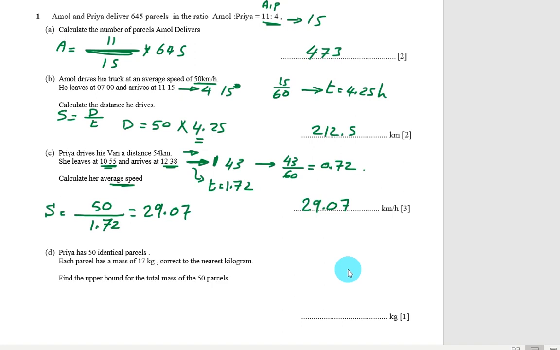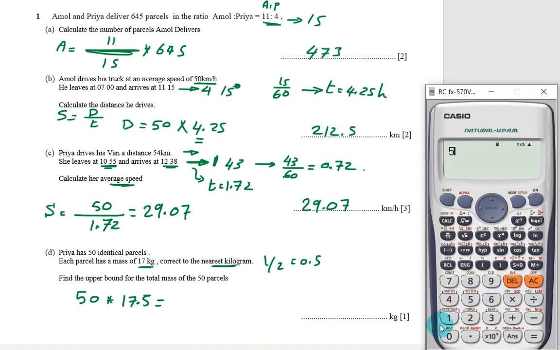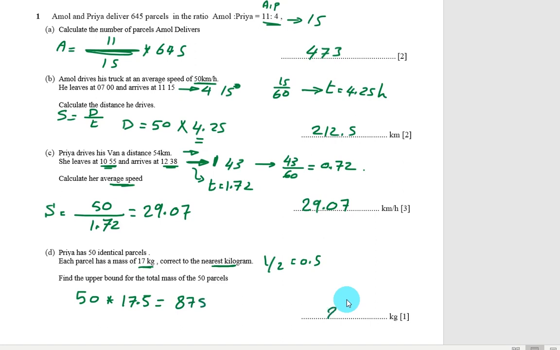Priya has 50 identical parcels. Each parcel has a mass of 17 kilograms, correct to the nearest kilogram. Find the upper boundary of the total mass of the 50 parcels. So 1 divided by 2 equals 0.5. The number of parcels is 50 by 17.5, which is 17 plus 0.5. So 50 by 17.5 equals 875 kilograms. Okay, let's go ahead to another question.